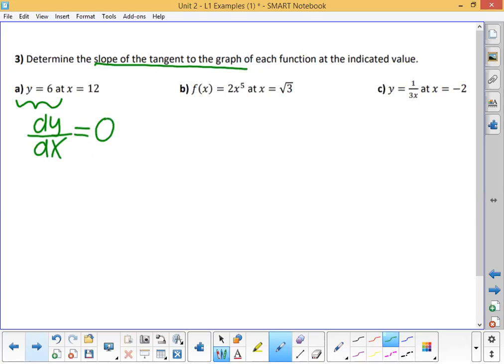But I want you to know the proper notation. So dy over dx at x is equal to 12 is equal to 0. So when you see this in your test and your textbook, that's simply what it means.